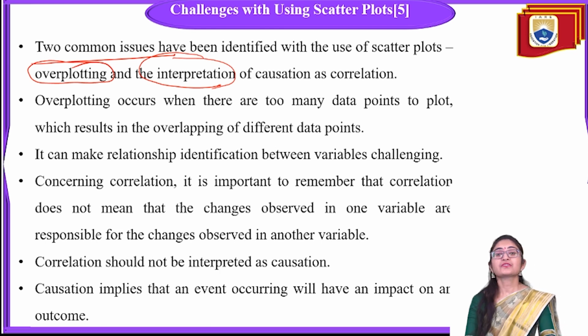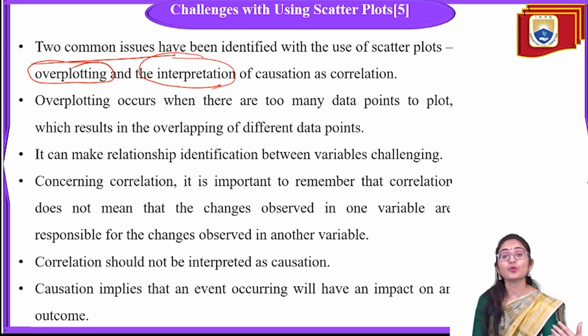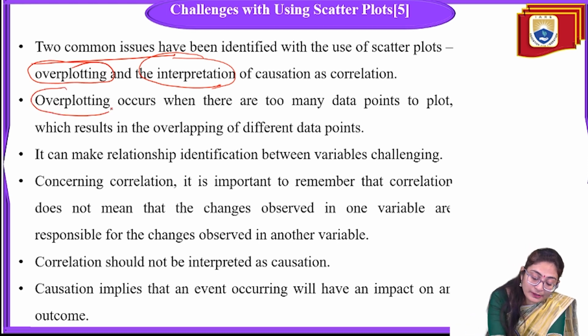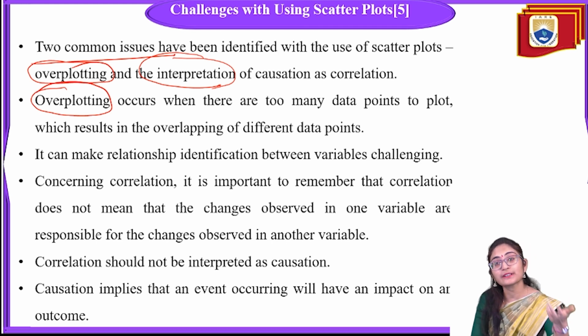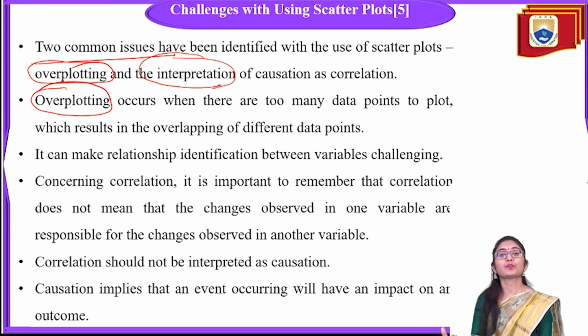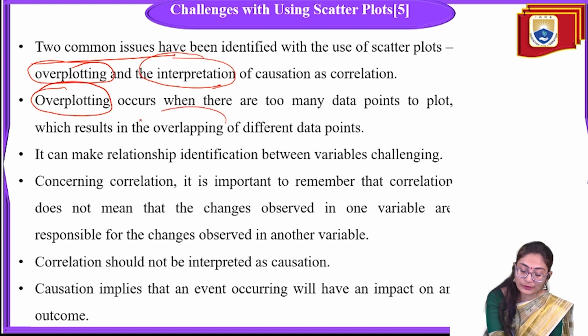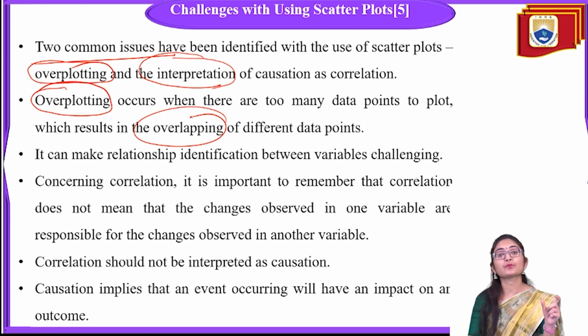First, overplotting. Generally, overplotting occurs when there are too many data points to plot, which results in the overlapping of different data points. When will overplotting occur? Actually, when you have a number of data points and you plot those points, we get a result like overlapping of the different data points. So at that time overplotting can occur. It can make the relationship identification between the variables challenging.